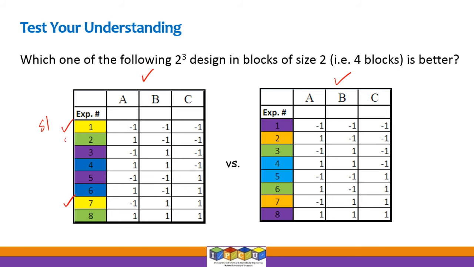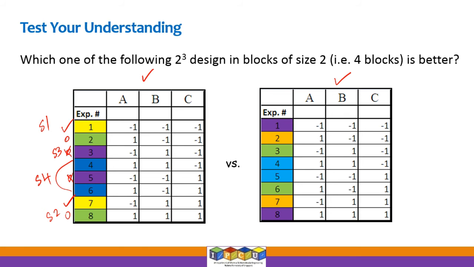Experiments 2 and 8 go to scientist 2, or chemist 2. The experiments 3 and 5 in this table go to scientist 3, and experiments 4 and 6 go to scientist 4. This is the assignment. So we're asking the question, is this okay, or does it have some fundamental flaws?